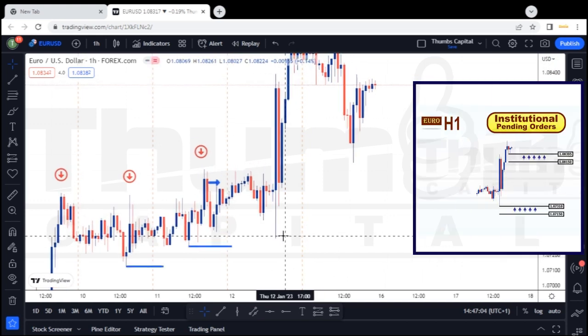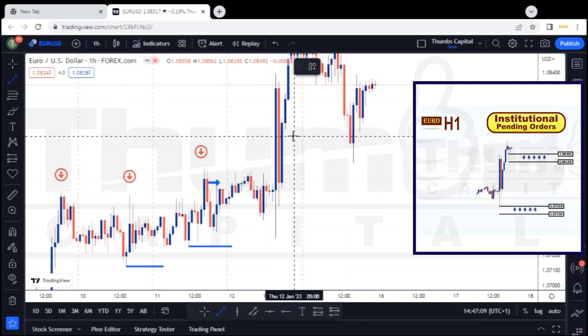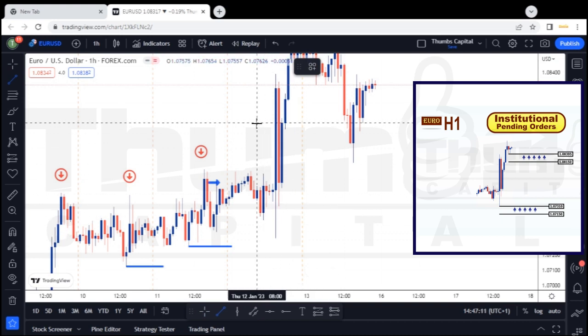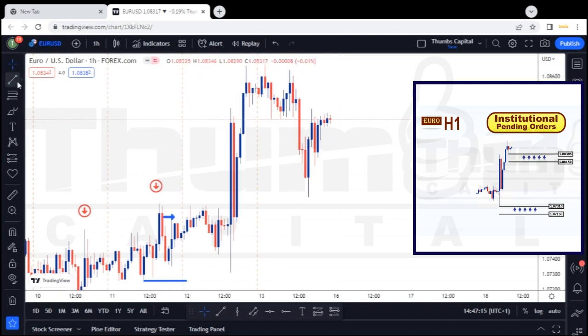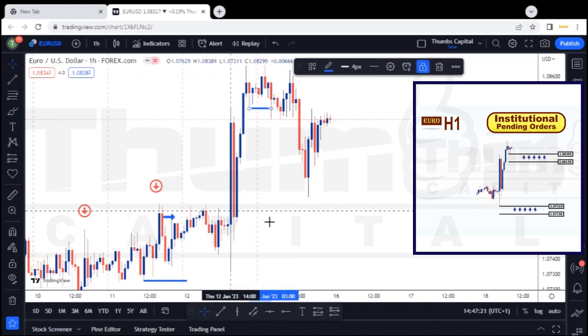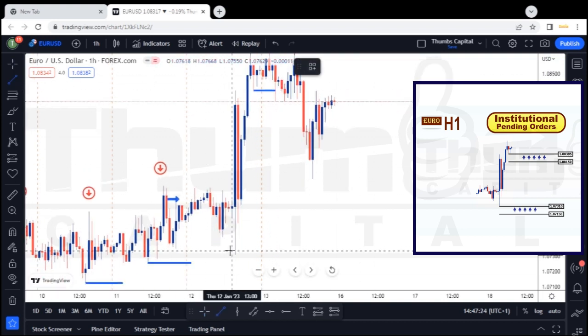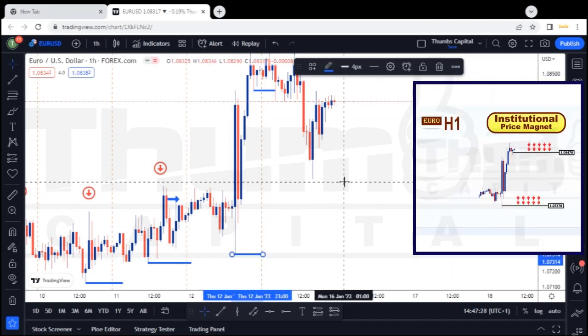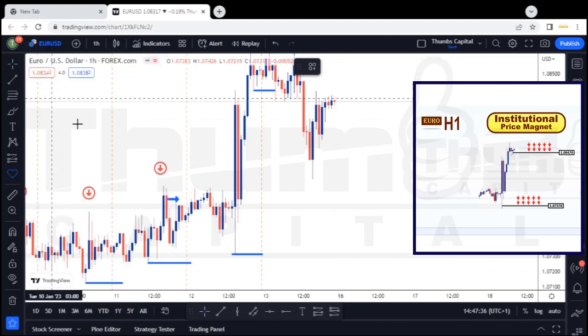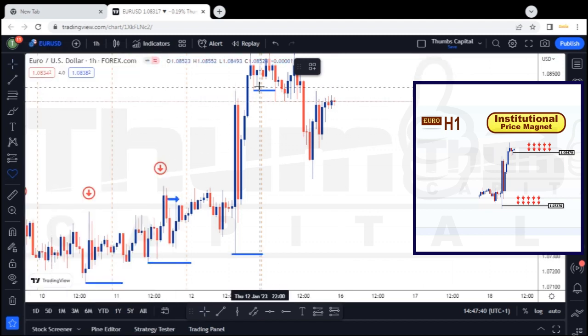We got two bullish pending order levels at 1.08395 and 1.0731. Let's go ahead and mark both levels with blue lines the same way we marked the earlier ones. On that same day, we also got two bearish price magnets at 1.0847 and 1.0737. Let's also mark that on our chart.